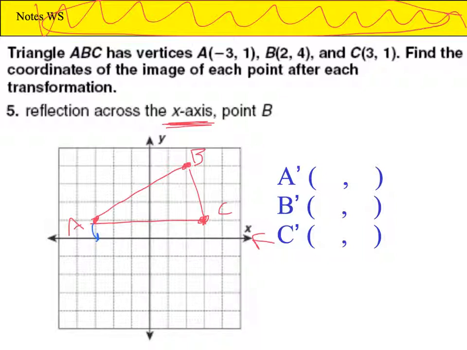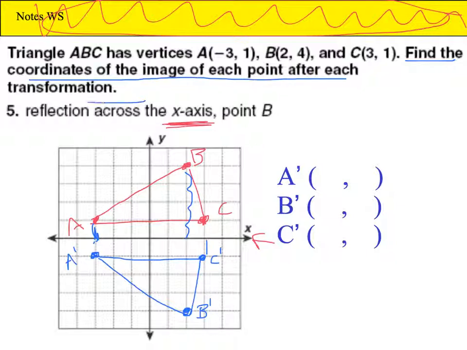A is 1 unit away from my x-axis, so it's 1 unit above, so I need to go 1 unit down. Right there, that's A prime. C is 1 unit above my x-axis, so I need to go 1 unit down. That's my C prime. My B is 4 units, 1, 2, 3, 4, above my x-axis, so in order to flip it over, I go 4 units down. Right here, that becomes B prime. And I draw this.